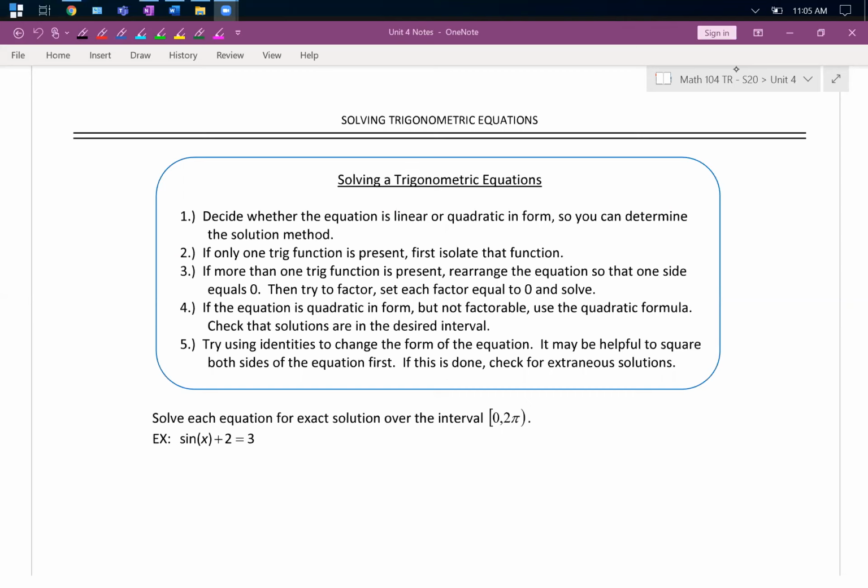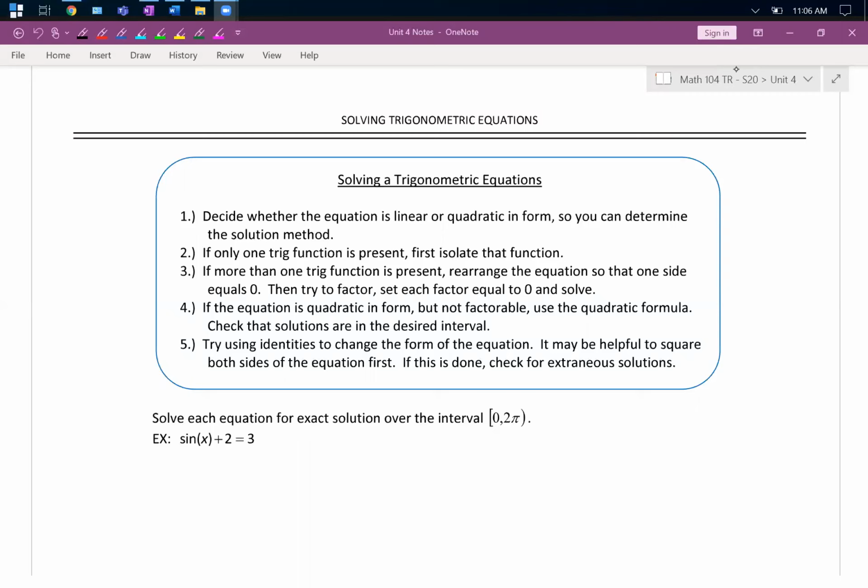If only one trig function is present, you're super happy about that. All right, like this first example, sine of x plus 2 equals 3. This is going to be as easy as it gets. One trig function is present, you're just going to isolate that trig function.